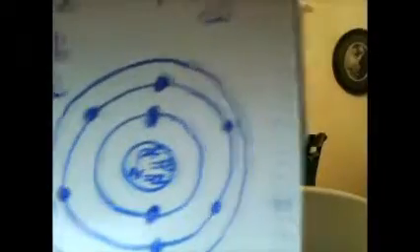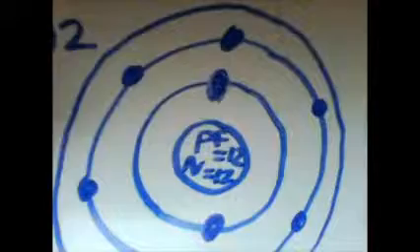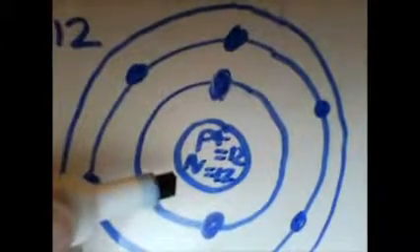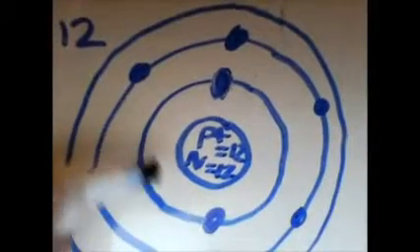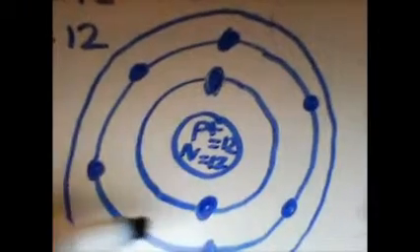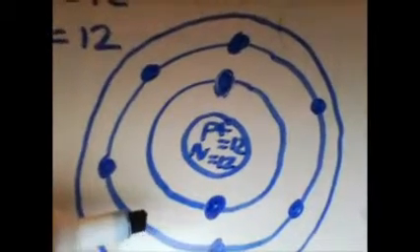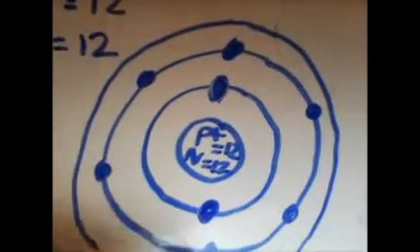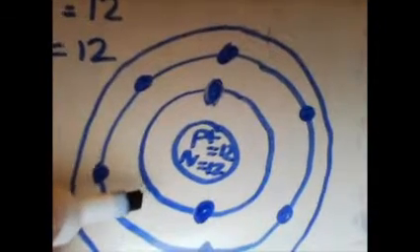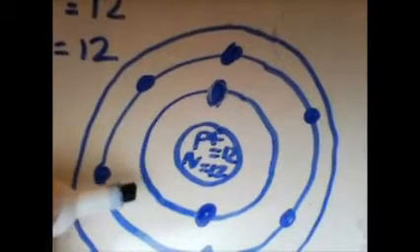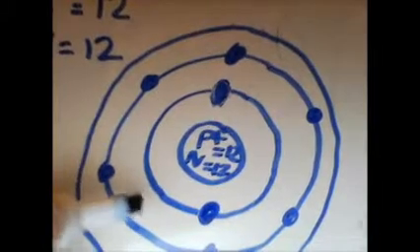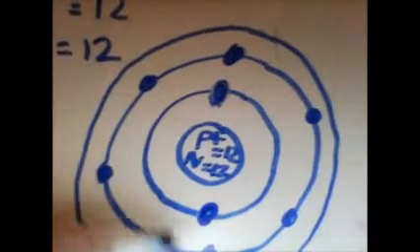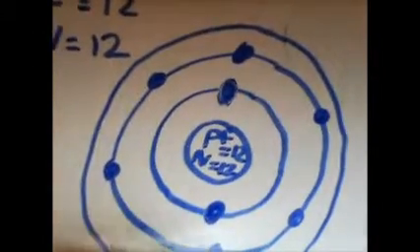I already started on this, as you can tell. Let's start with the center part. In the center, I put the protons and the neutrons and what they equal. Then, you have to put rings around it. The first ring can only hold 2 dots at a time. The next one and the ones after that can only hold 8.